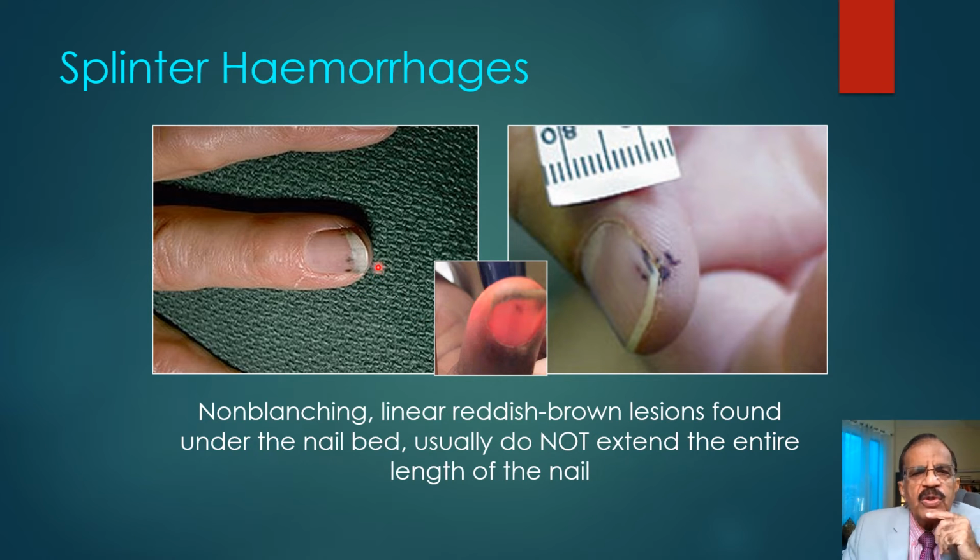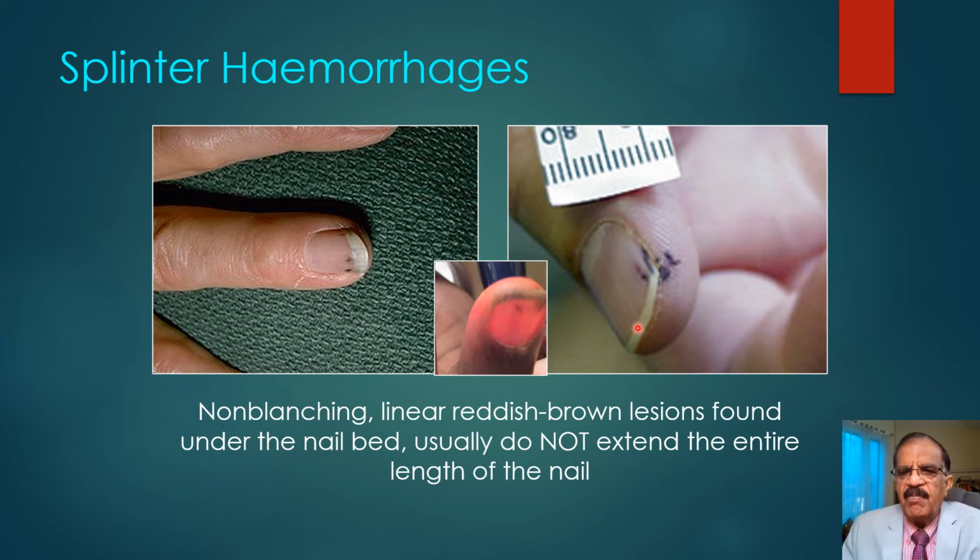Why linear? Because there are some potential spaces which are linear where the blood accumulates, and they are a different color, not red, because of the age of the blood. They are found under the nail beds and usually do not extend the entire length of the nail. So it usually will be a few millimeters, but usually does not go all the way to the other end of the nail. So this is the classical sign, splinter hemorrhages present in a person who is otherwise a predisposed case.